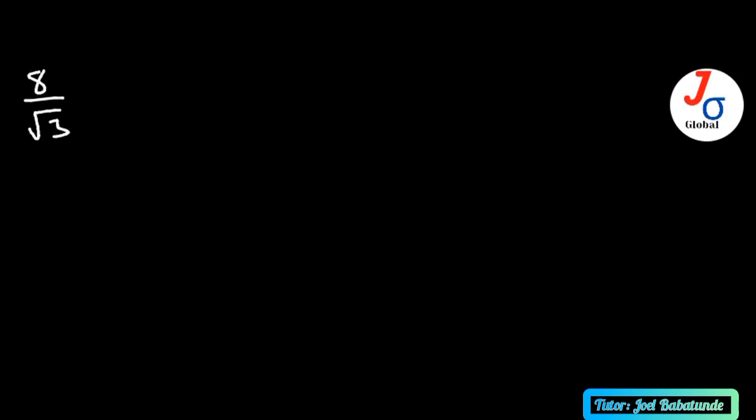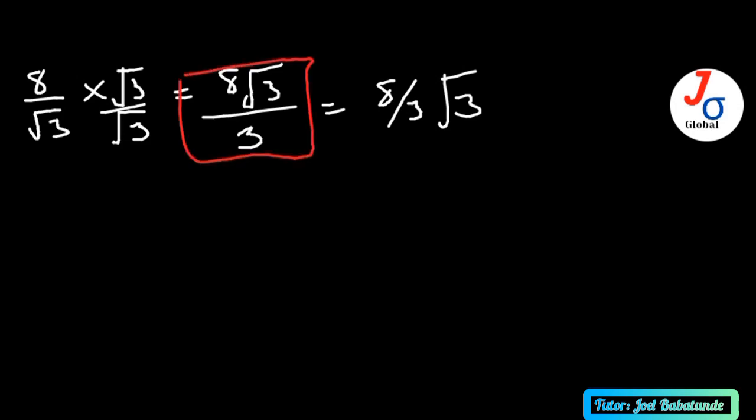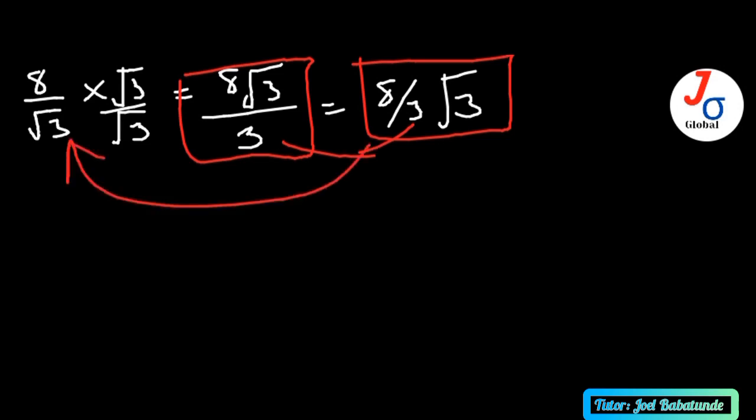So let's take another example: 8 over root 3. How do we rationalize the denominator? We have to multiply both the numerator and the denominator by root 3. So basically I'm going to have 8 root 3 over root 3 multiplied by root 3, which is root 9, and root 9 is 3. So basically I have 8 root 3 over 3. I could leave my answer in this form or this, it doesn't really matter, it's the same. So these are the two answers to this question.